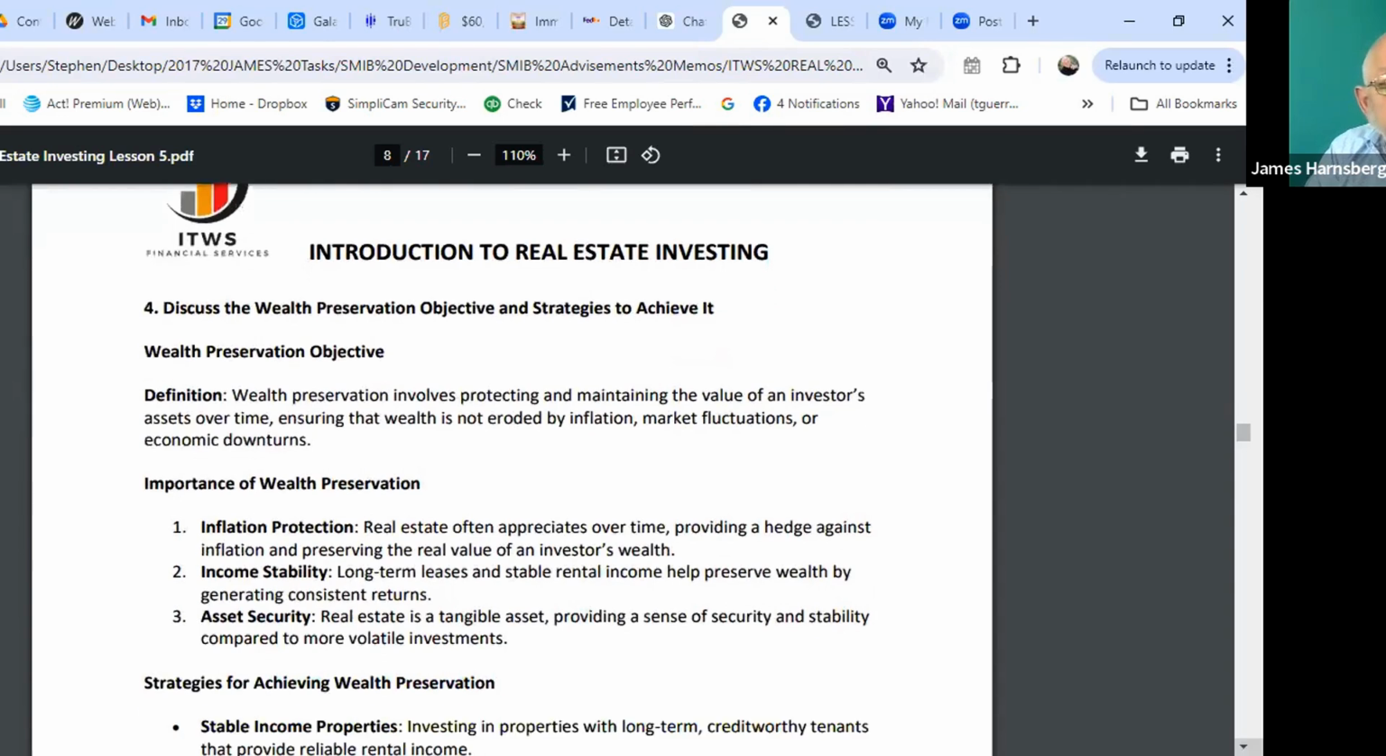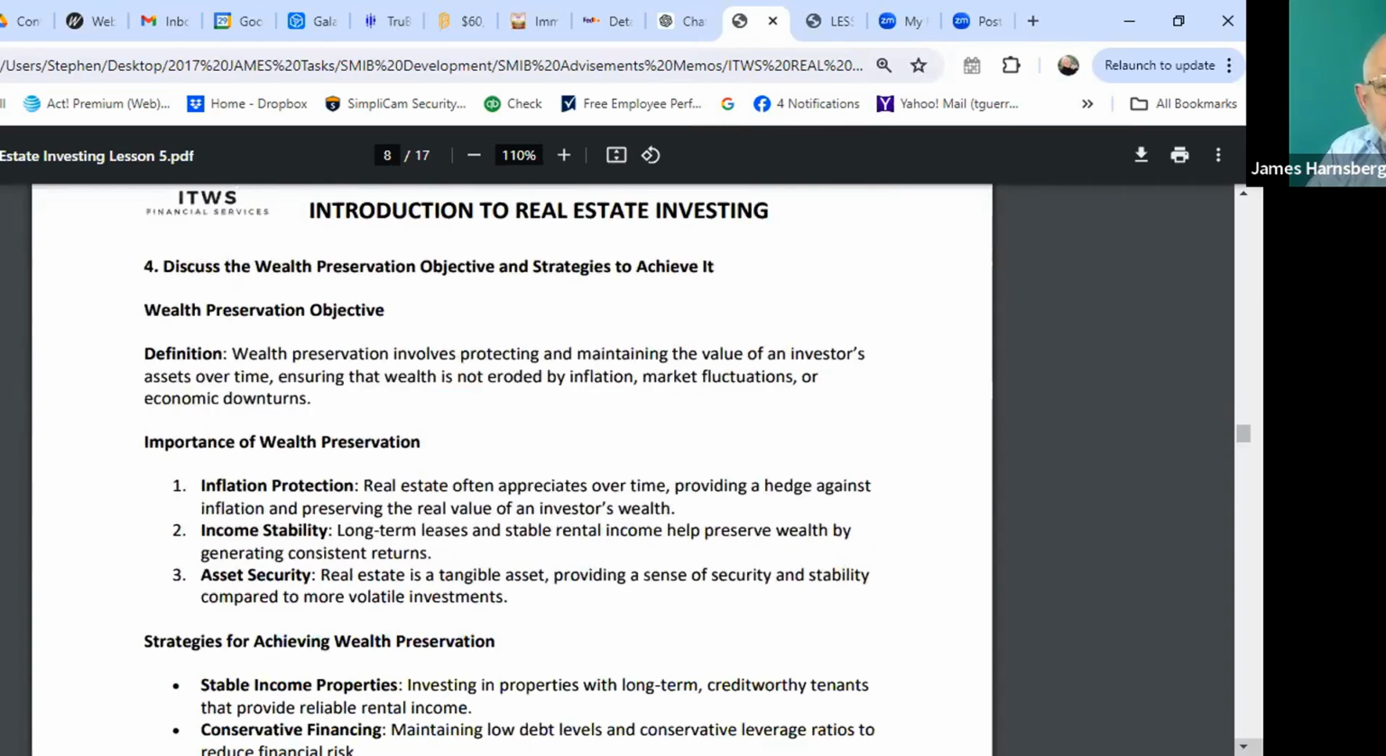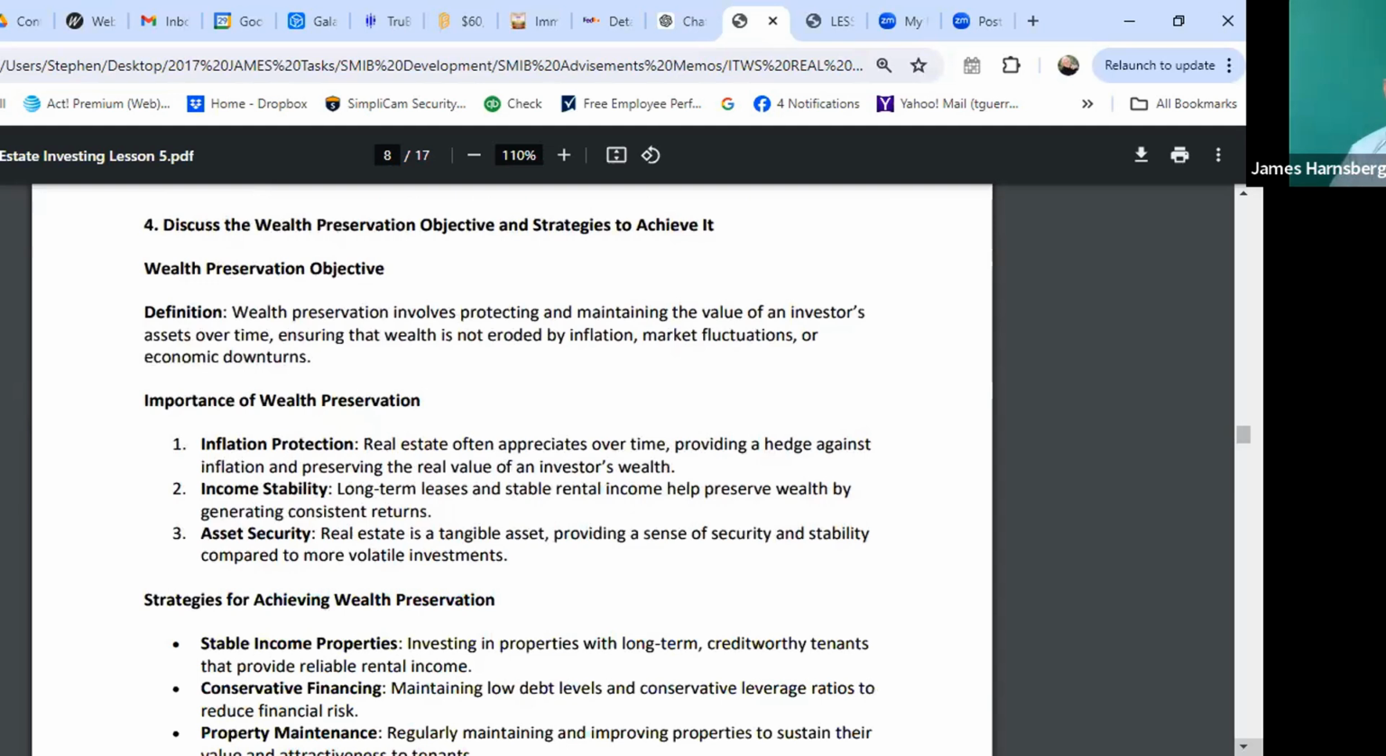All right, the fourth is the wealth preservation objective, and this is more of a longer term. We've got wealth accumulation, but once you accumulate it, you've got to preserve it. And so real estate can give you a tremendous benefit on a sustainable long-term basis at preserving your wealth. And I go to the obvious strategy.